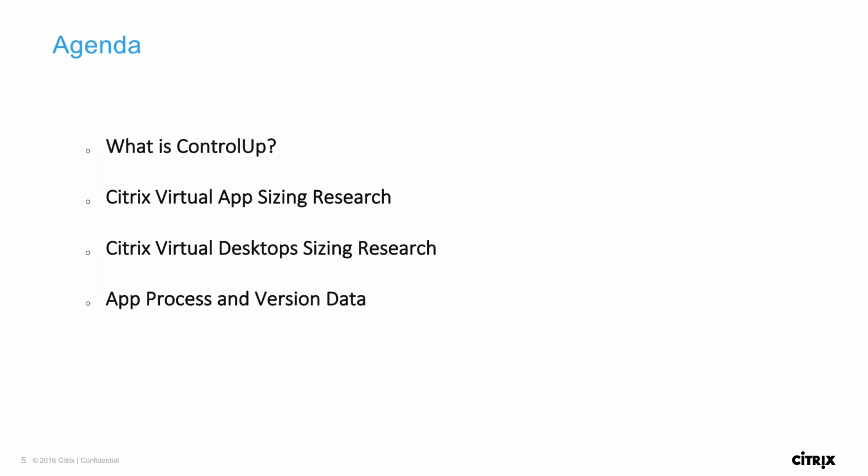So we'll first talk about Citrix Virtual App sizing and provisioning. Then we'll go into Citrix Virtual Desktop sizing and provisioning. And then we have some interesting data that we've just started collecting on application process and version data. What we're going to do there is look at some very popular apps and show what our data shows, the difference in CPU and RAM for those different apps.